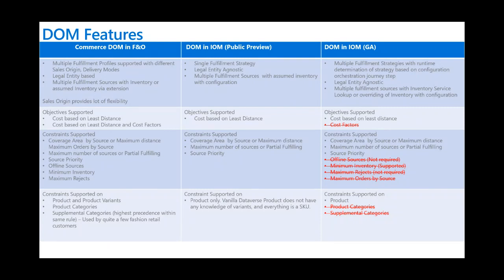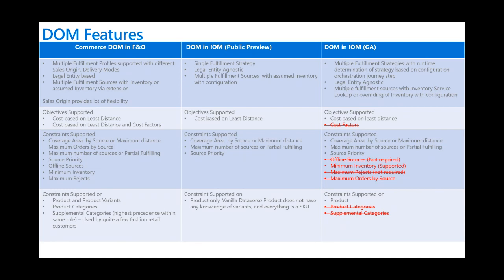So today, Pranav walked you through the first column where we have the features in DOM. We launched DOM as part of IOM in public preview in the month of May, towards the end of May. At that point, it only supports a single fulfillment profile or strategy, even though you can define multiple of them. As we go to GA, we will provide a similar ability to have multiple strategies.